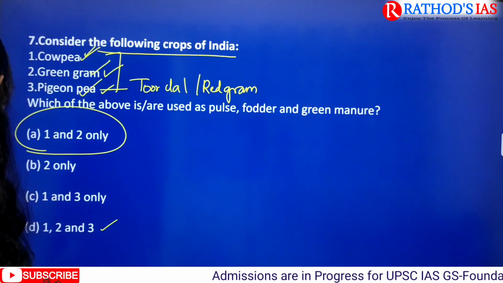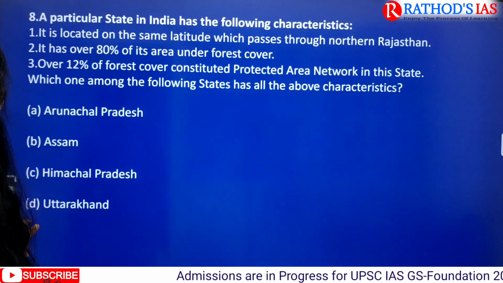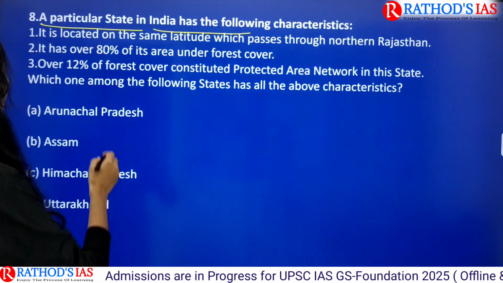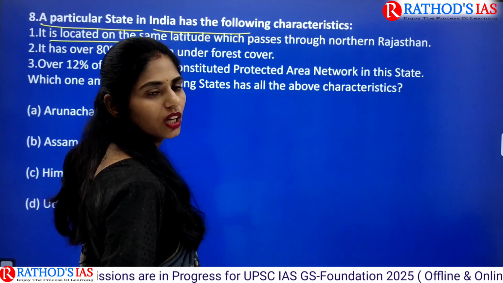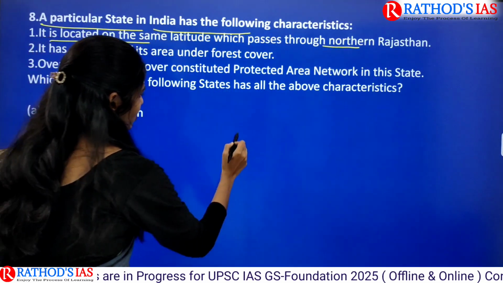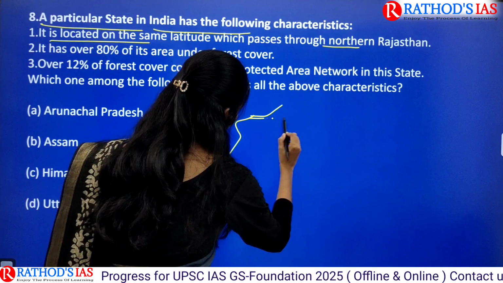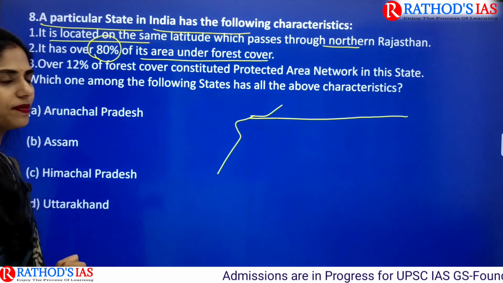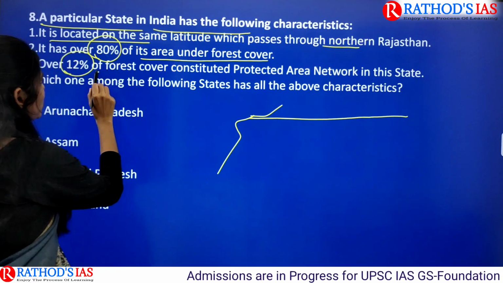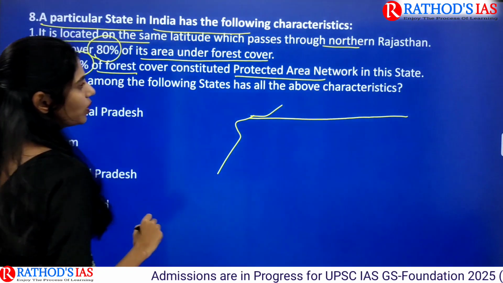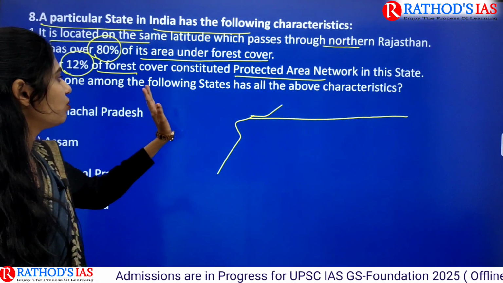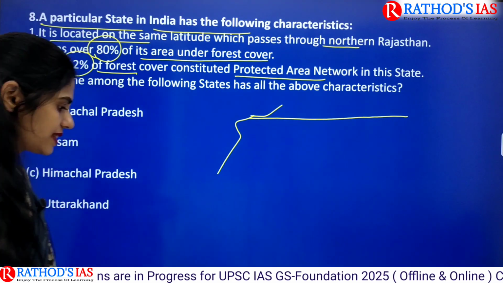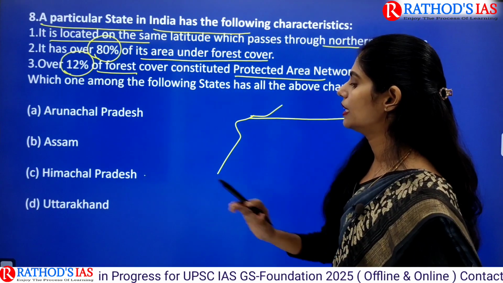Clear? And let us see the next question. Next question is, a particular state in India has the following characteristics. It is located on the same latitude which passes through North Rajasthan. So if this is the Rajasthan part, we have to look at the North Rajasthan part. It has over 80% of its area under forest cover. And over 12% of forest cover constitutes the protected area network in this state. Which one among the following states has the above characteristics? Option A is Arunachal Pradesh, option B is Assam, option C is Himachal Pradesh, and option D is Uttarakhand.